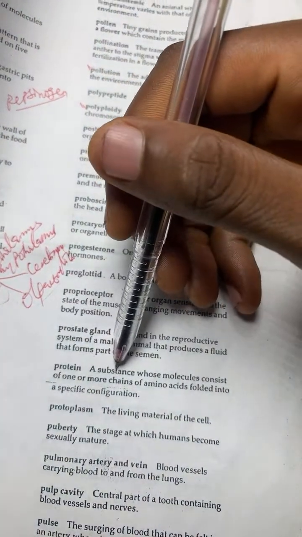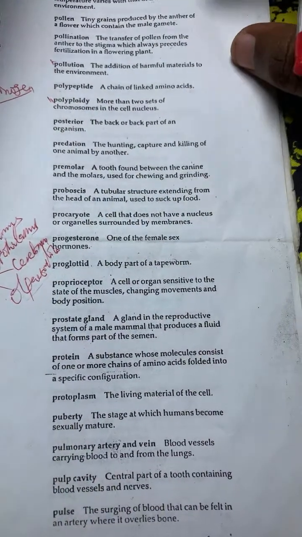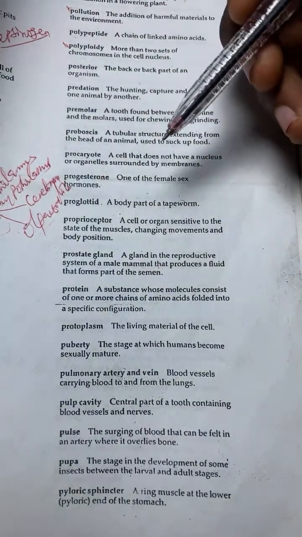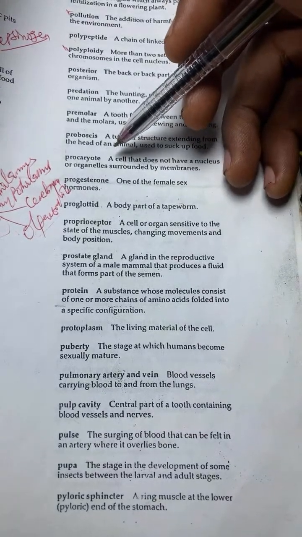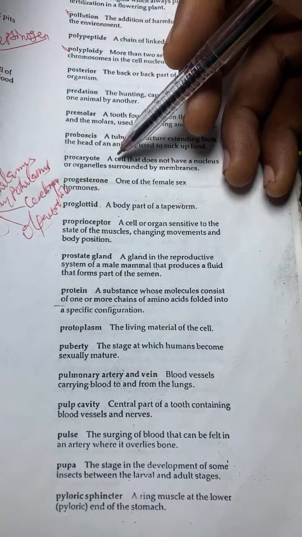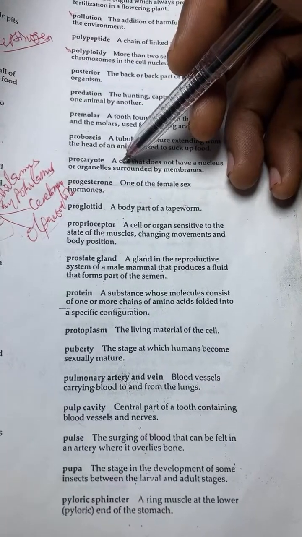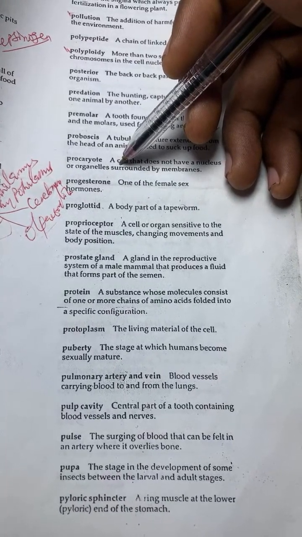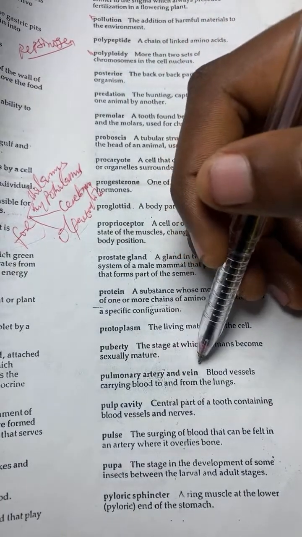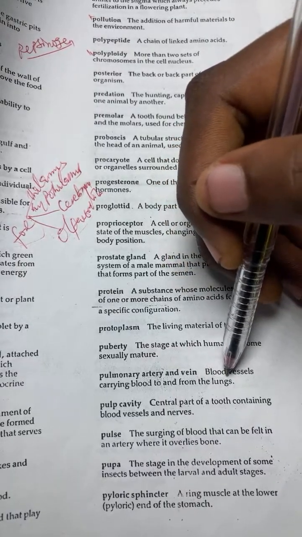Protoplasm, the living part or living material of the cell. That's protoplasm. Are we there now? And then we have what we call puberty, the stage at which humans become sexually mature. When you are taught home economics, they mention what is meant by puberty and the stages of puberty, and the changes you see in your body, and then you know that okay, I'm undergoing that stage called what? Puberty. Good.